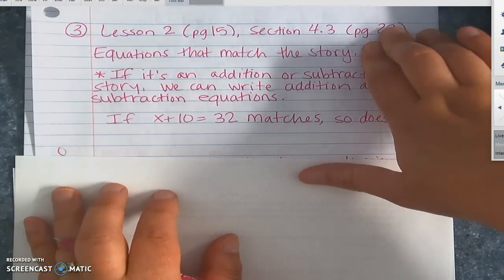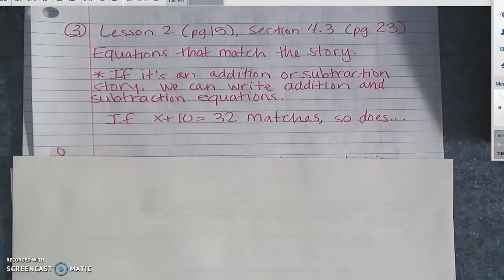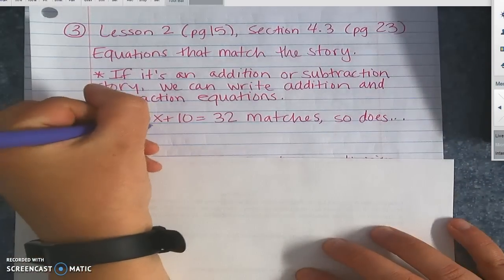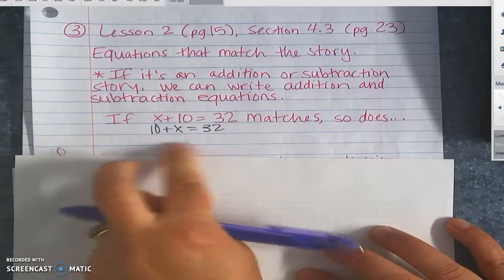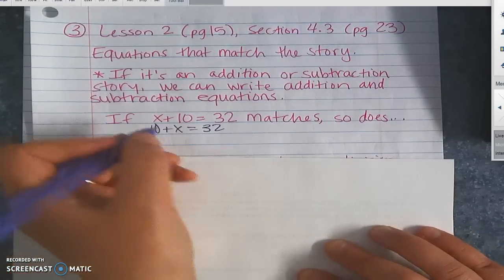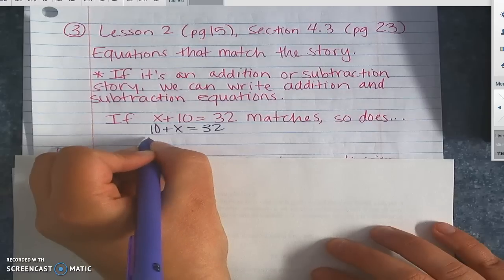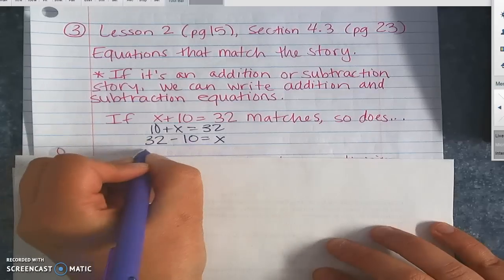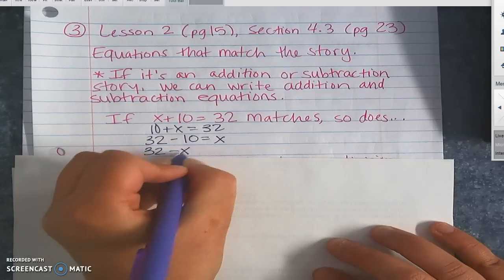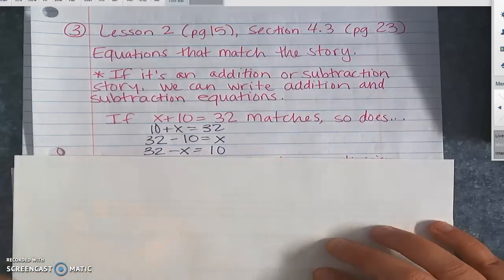So if x plus 10 equals 32 matches, then so does 10 plus x equals 32, because I can switch that order around. Or I should have two subtraction ones that I can write: 32 minus 10 equals x, and 32 minus x equals 10.